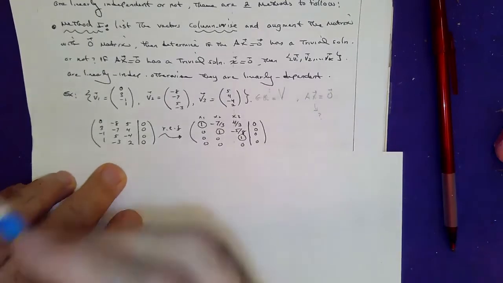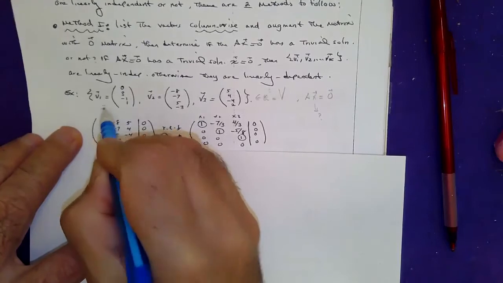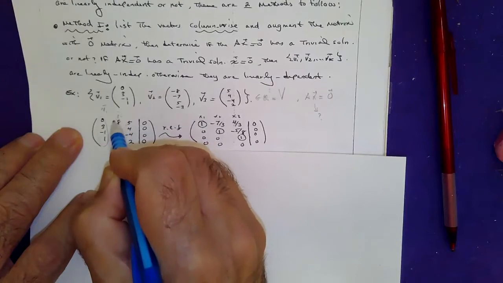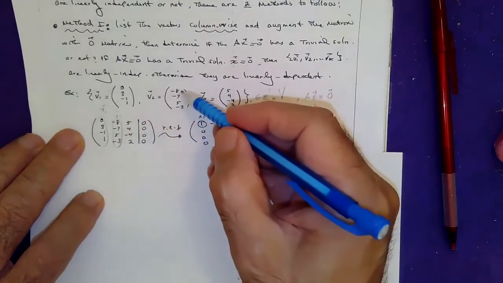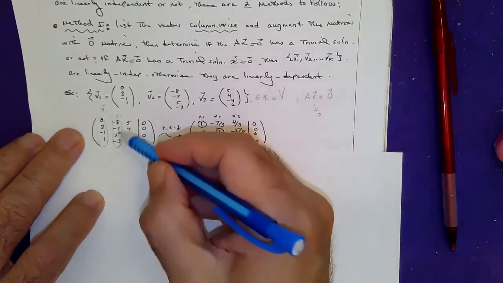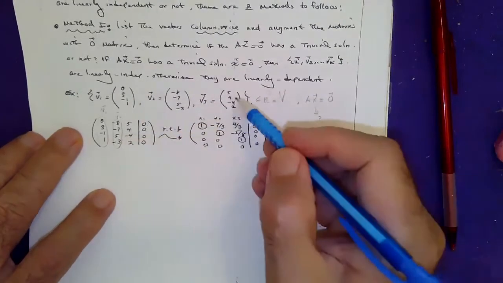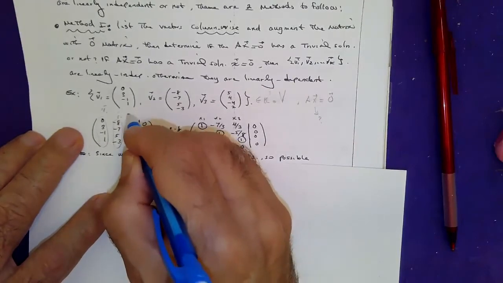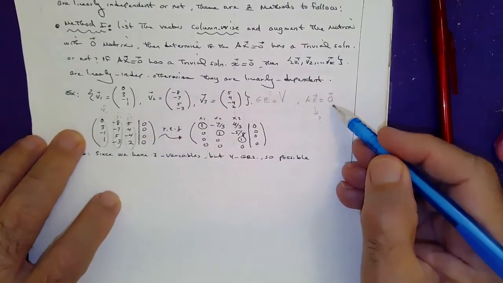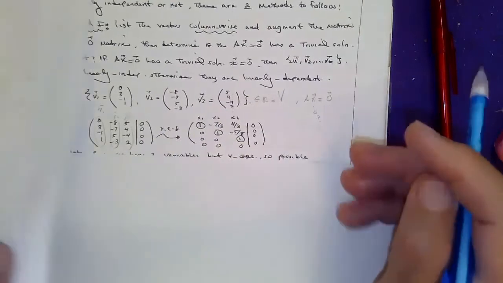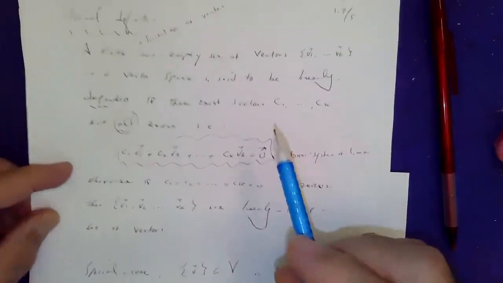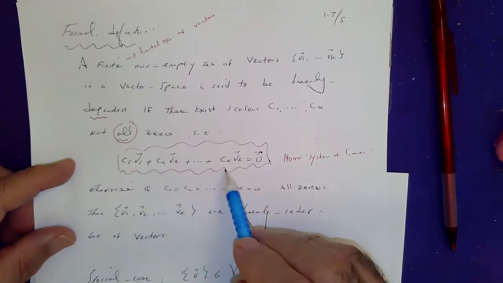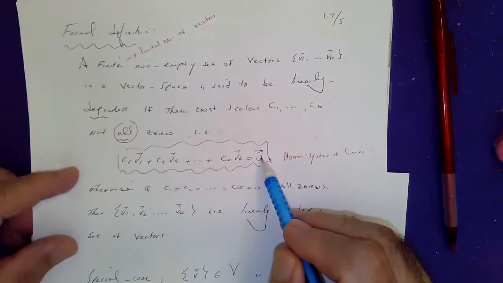So what you do, you list vector v1 in the first column, v2 in the second column. You see how I'm writing, right? -8, -7, 5, -3 goes in the second column. v3 in the third column, correct? And set it equal to 0. Because the formal definition of linear dependency, independency is this linear combination of vectors v1 through vk has to be equal to the 0 vector.